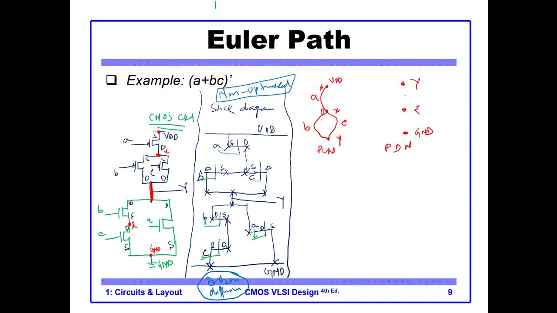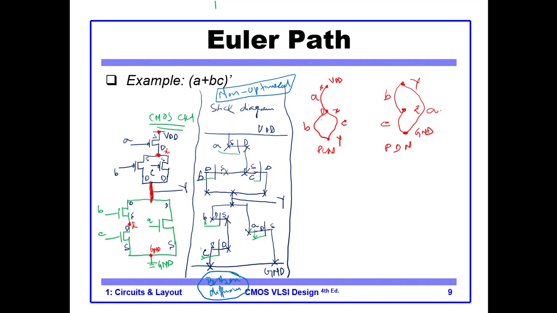Okay, so from Y to Z I have transistor B. From Z to ground I have transistor C. Okay, from ground to Y I have transistor A. Okay, so this is the Euler graph for the pull down network. So what is the importance of the pull down network?